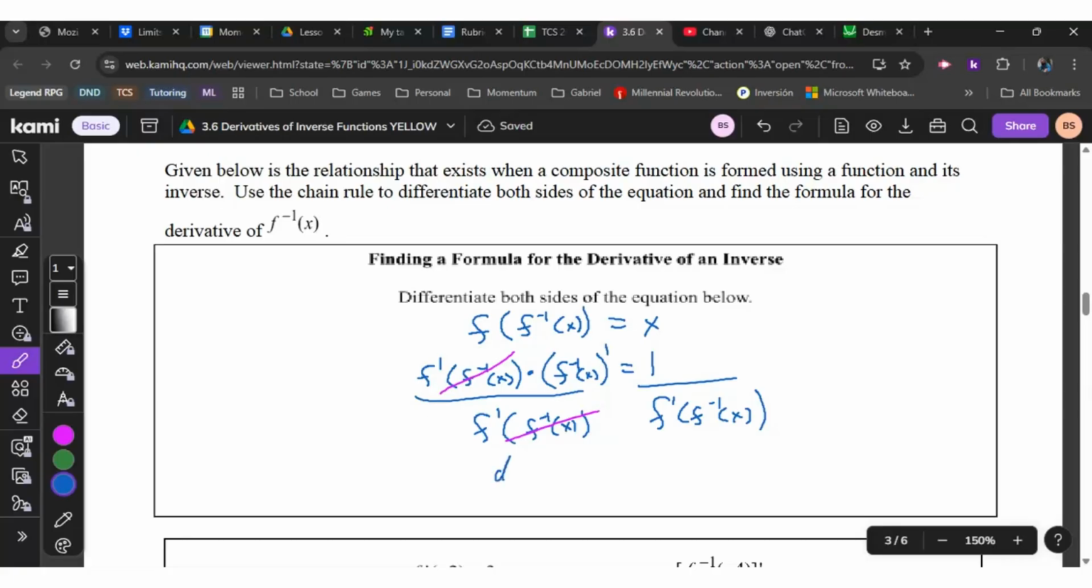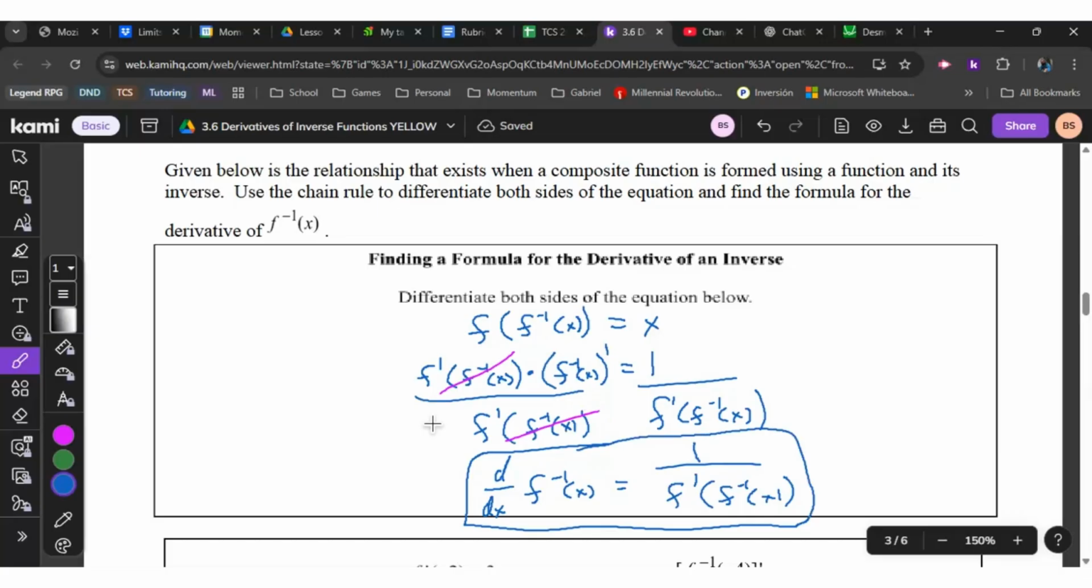So then I'm going to write it differently just to keep you on your toes again. d dx of F inverse of x is equal to 1 over F prime of F inverse of x. Look at that, we got ourselves a formula. Now we can just use it.